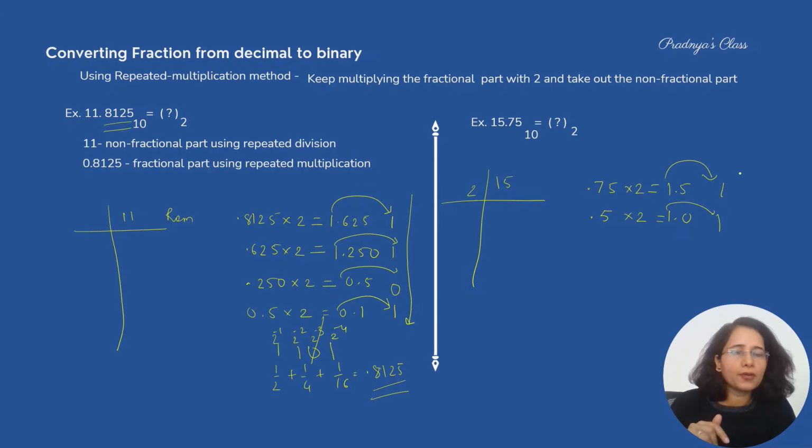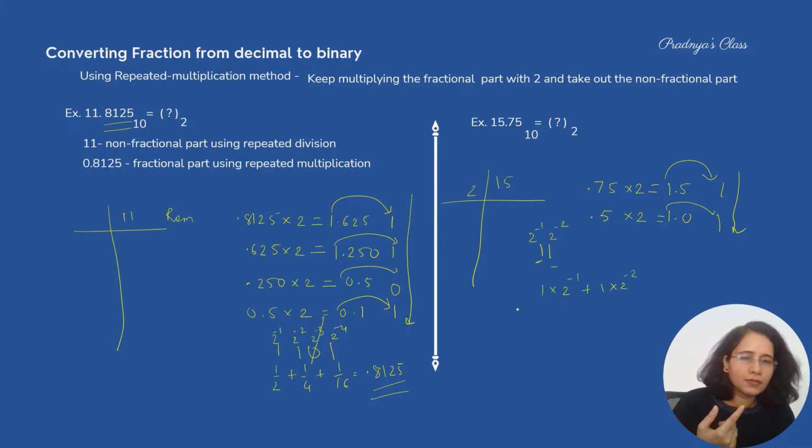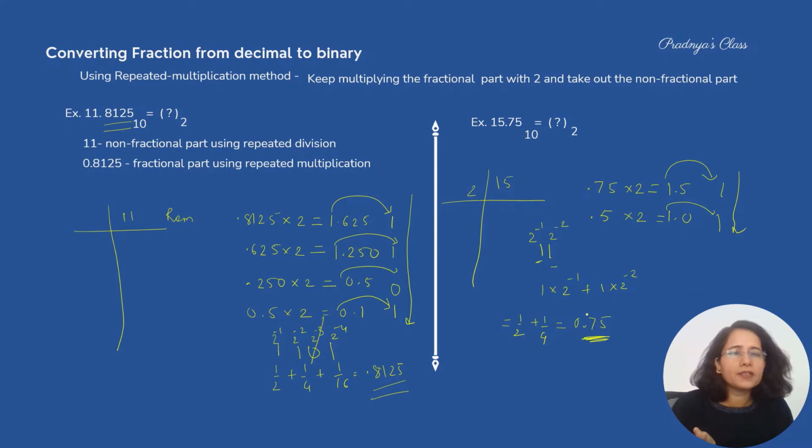So how will you record it? From top to bottom. So we got 1, 1 for the fractional part. If you want to cross check it, you can do it. For the fractional part, we take the negative powers of 2: 2 to the power minus 1 and 2 to the power minus 2. So it will be 1 divided by 2 plus 1 divided by 4. Ultimately, if you calculate it, you will get 0.75. And you can see that this number and this number are the same. In this way we have to calculate for the fractional part.